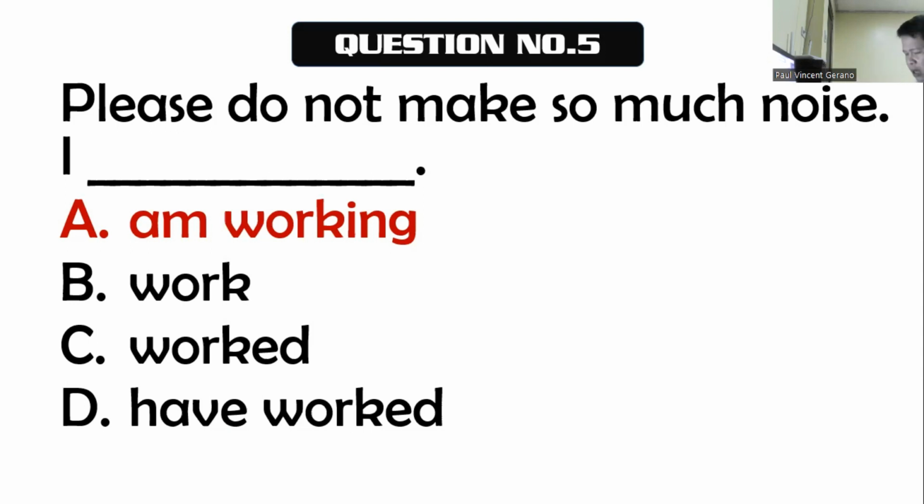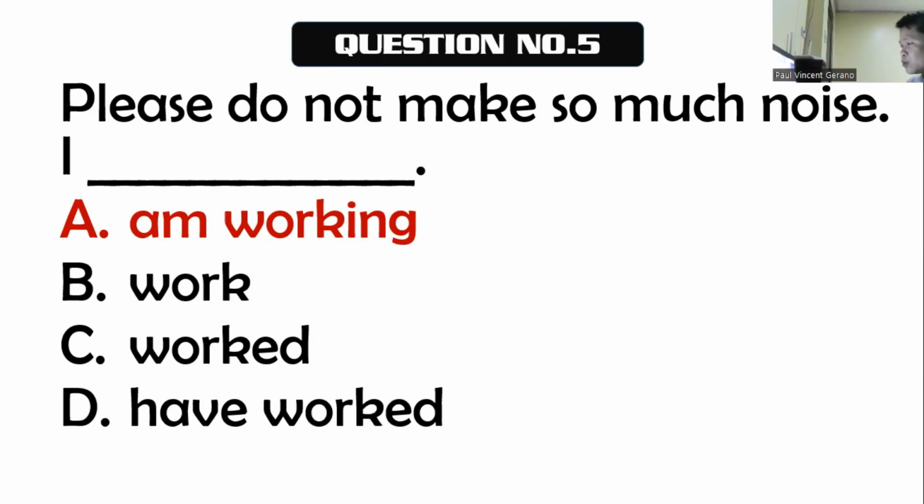I am working. Has she started working? Yes. Has she finished working? Not yet. Is she still working? Yes. Okay, so this is the essence of the present progressive tense or the present continuous tense. You have already started doing it, you are still doing it, and you have not finished doing it yet. Present progressive tense or present continuous tense.